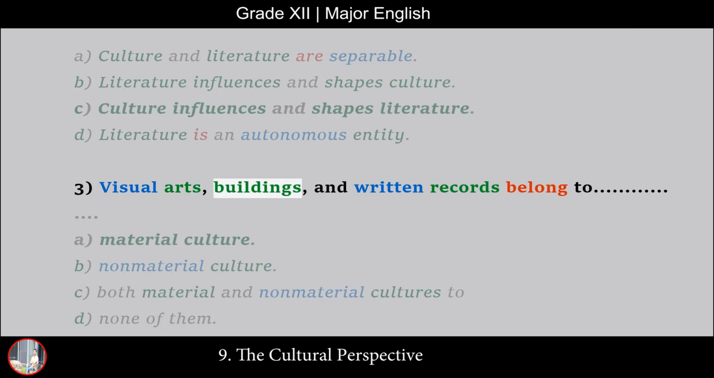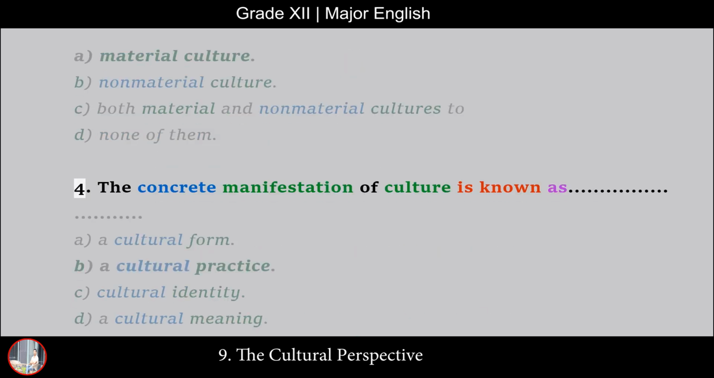3. Visual arts, buildings, and written records belong to A. Material culture. B. Non-material culture. C. Both material and non-material cultures. D. None of them.